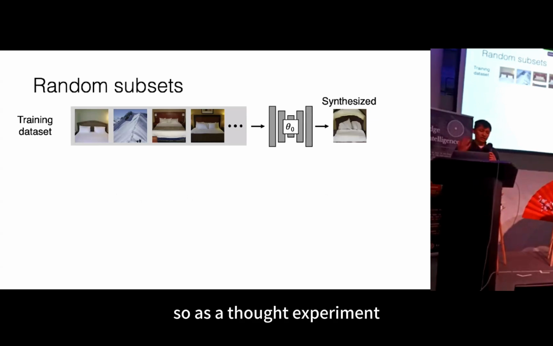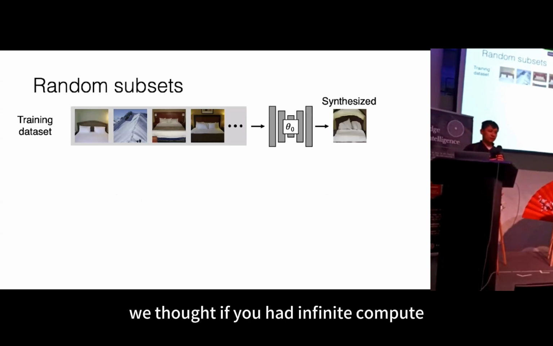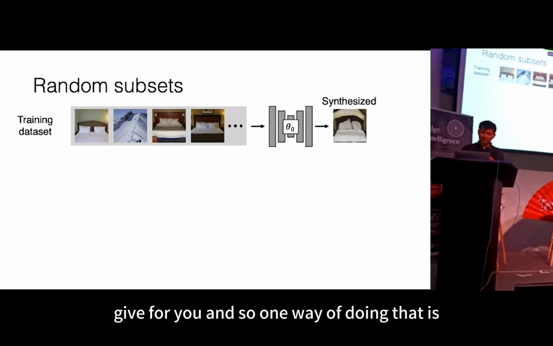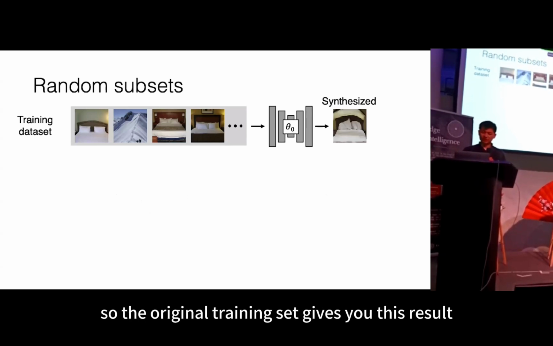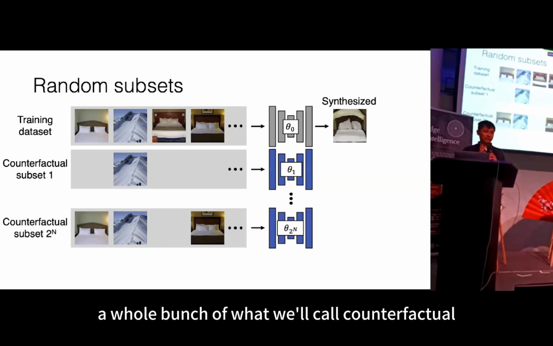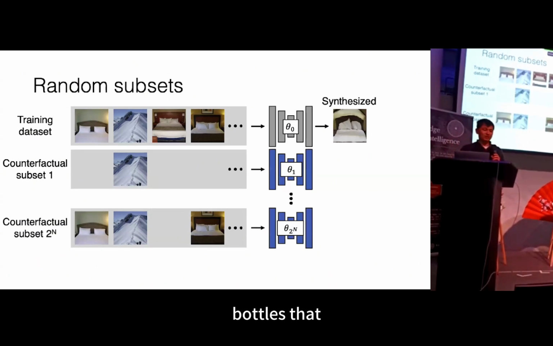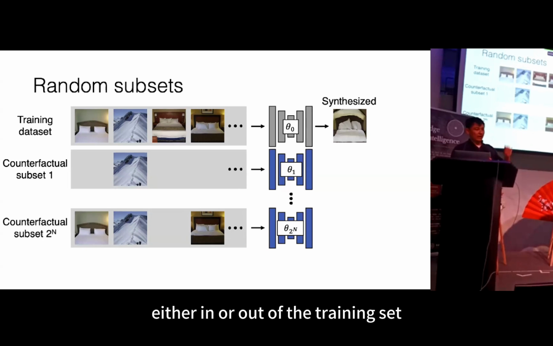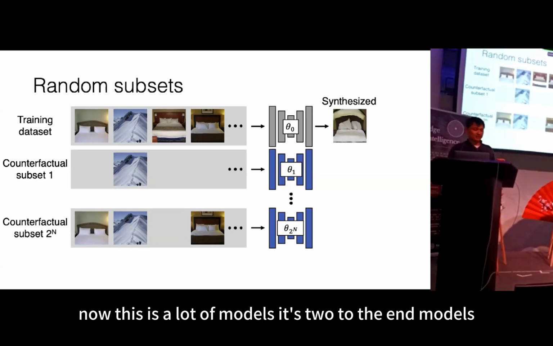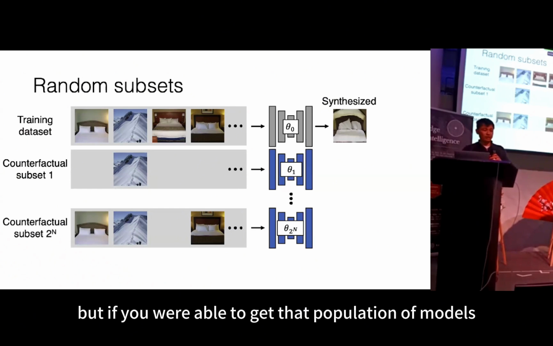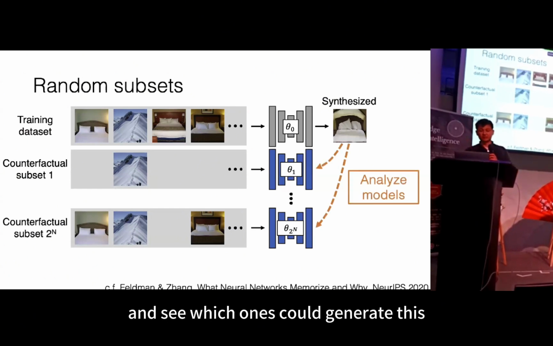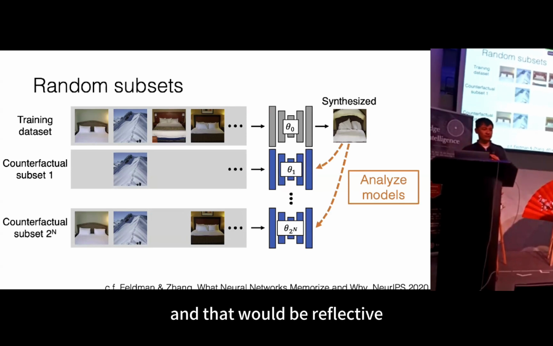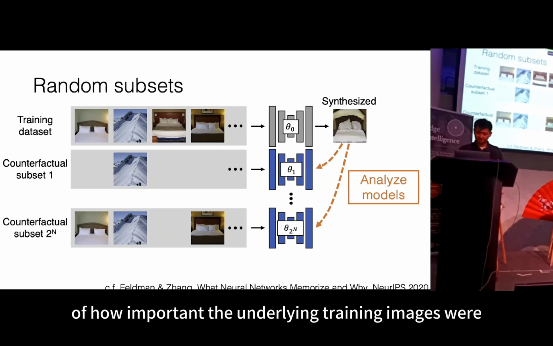Okay, so as a thought experiment, we thought if you had infinite compute, what would a really good attribution algorithm actually give for you? One way of doing that is training on a whole bunch of subsets of that original training set. So the original training set gives you this result. You could train a whole bunch of what we'll call counterfactual models that have every single image either in or out of the training set. Now, this is a lot of models. It's 2 to the n models. But if you were able to get that population of models, you could then analyze them all and see which ones could generate this specific image and which one could not. And that would be reflective of how important the underlying training images were.